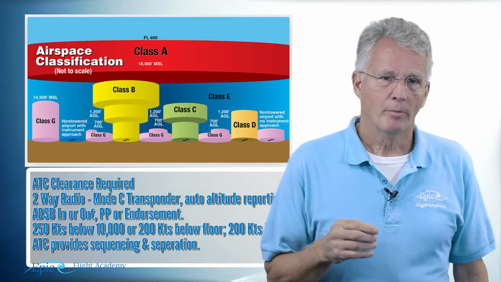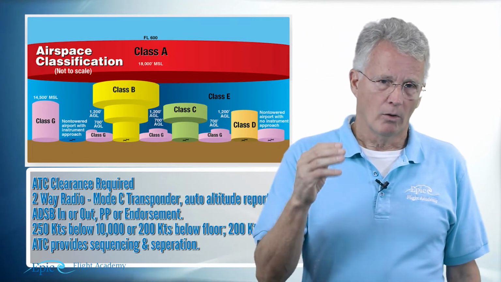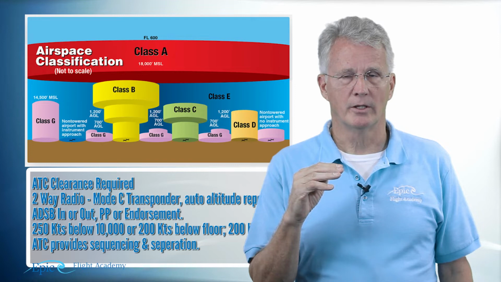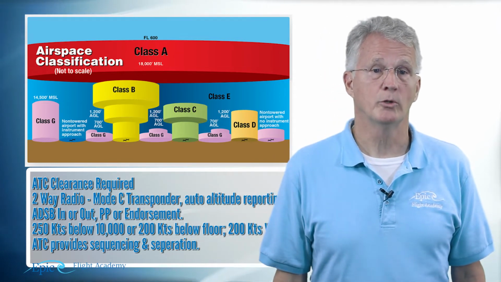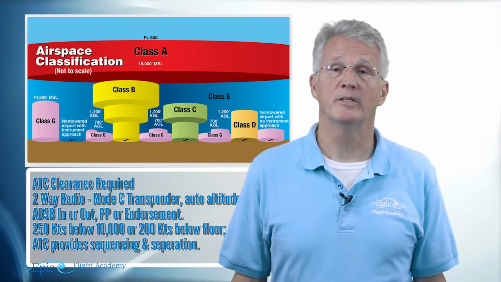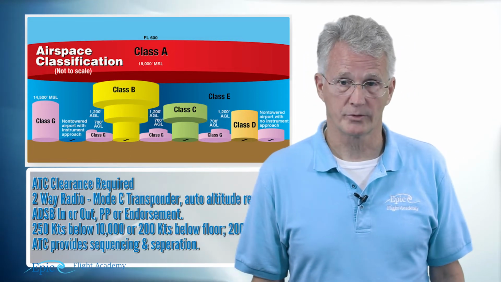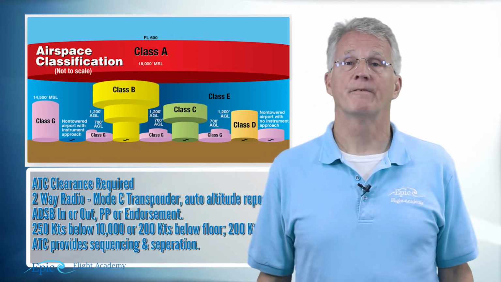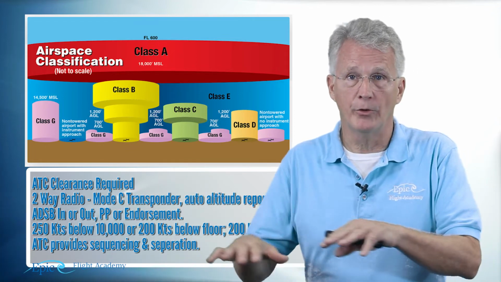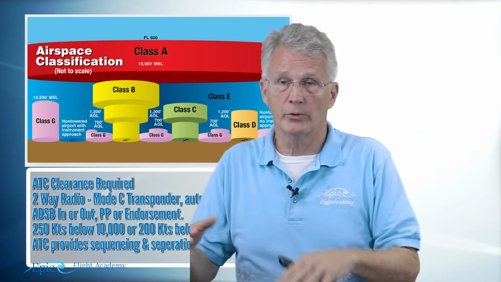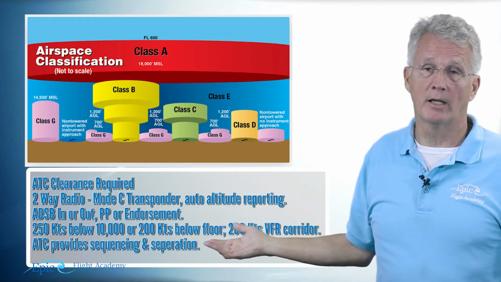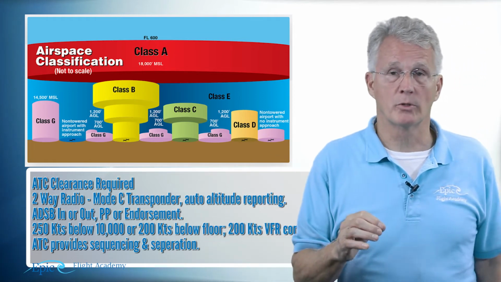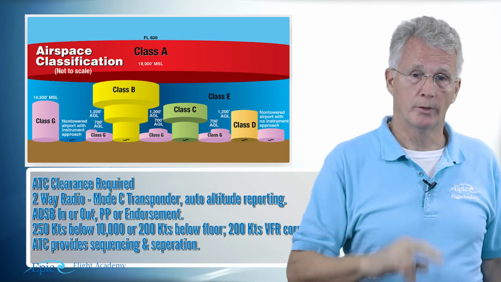Another requirement is that below 10,000 feet, aircraft speed must be slowed to 250 knots or less. And if I am flying underneath one of those layered shelves of this wedding cake, my speed is restricted to 200 knots.